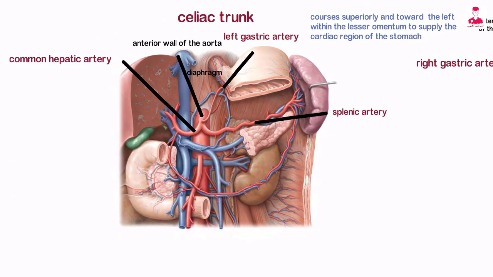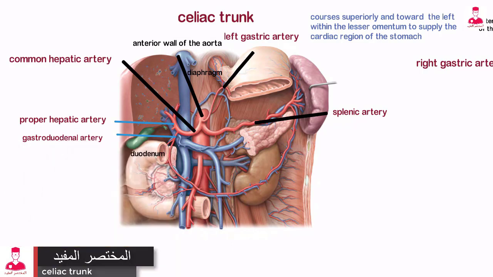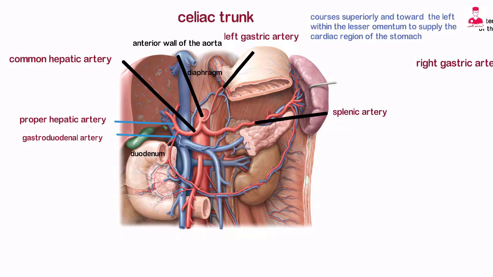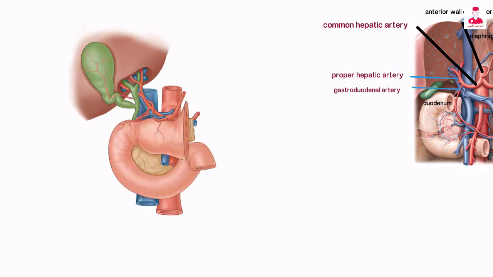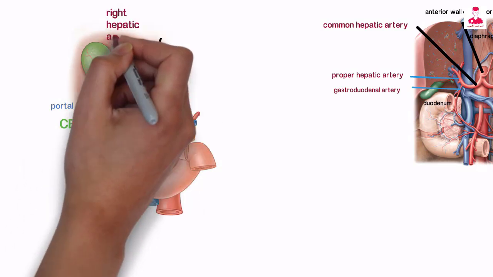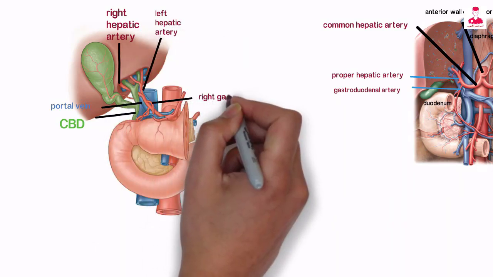The common hepatic artery crosses to the right toward the superior aspect of the duodenum and divides into the proper hepatic artery and the gastroduodenal artery. The proper hepatic artery ascends obliquely to the right in the hepatoduodenal ligament, adjacent to the portal vein and CBD, divides near the porta hepatis into the right and left hepatic branches, and usually gives off the right gastric artery.